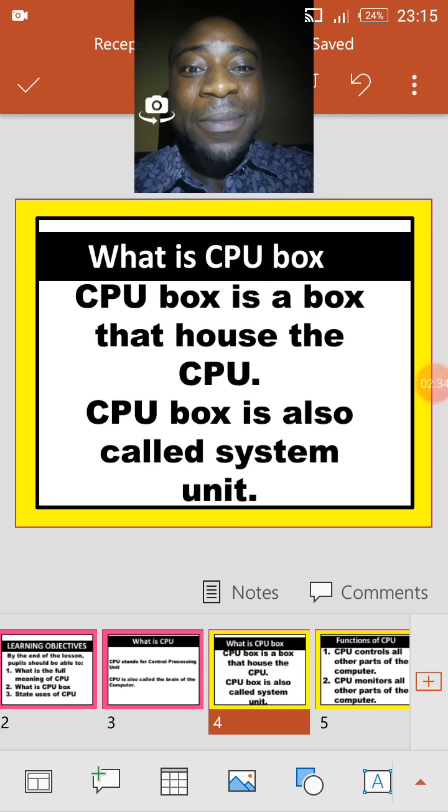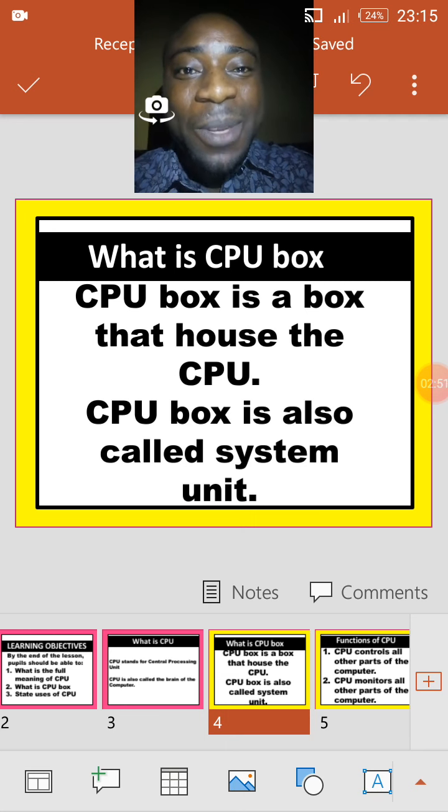So, CPU box can also be called the system unit. So another word for CPU box is system unit. It is a box that houses the CPU so that it will not get damaged.